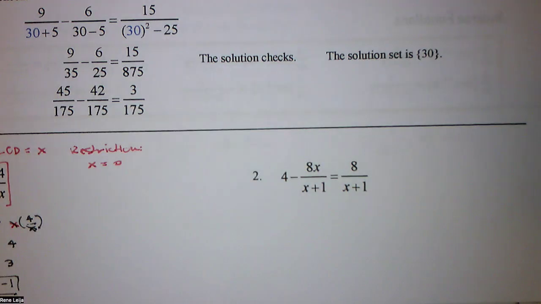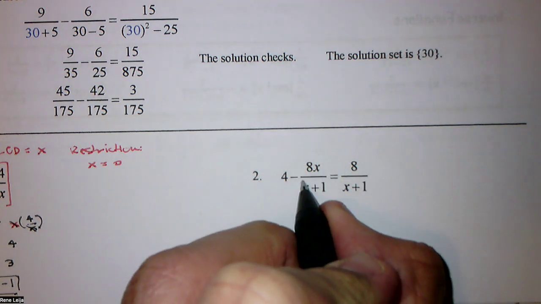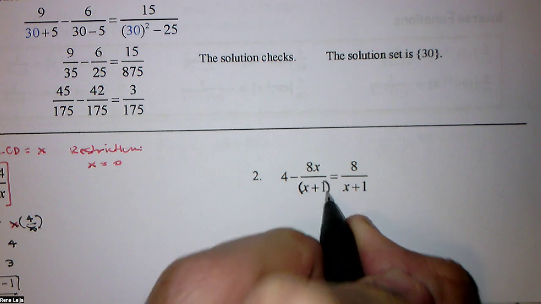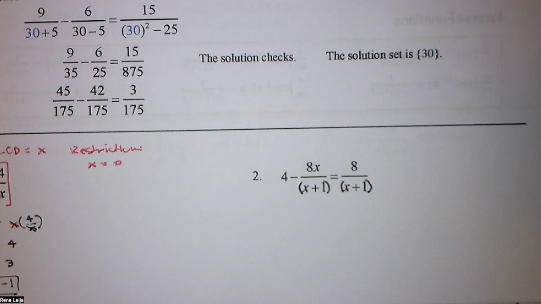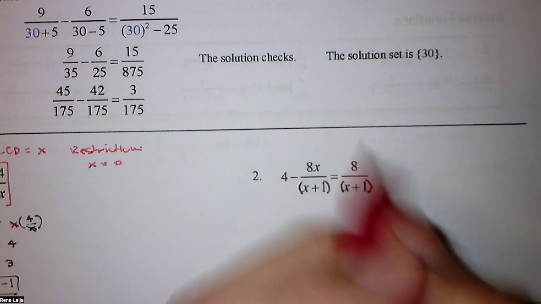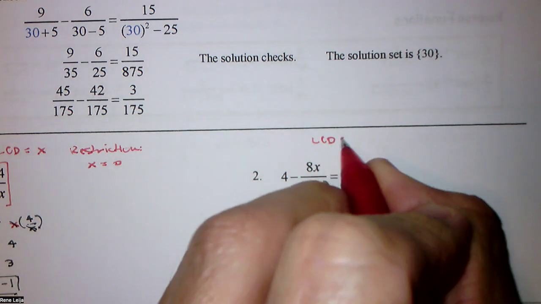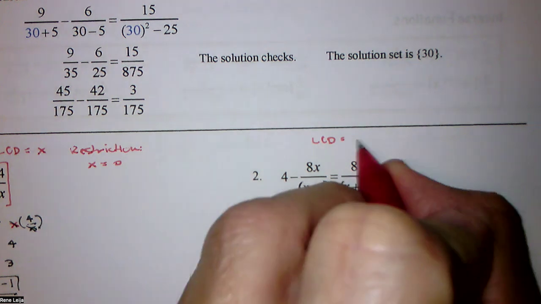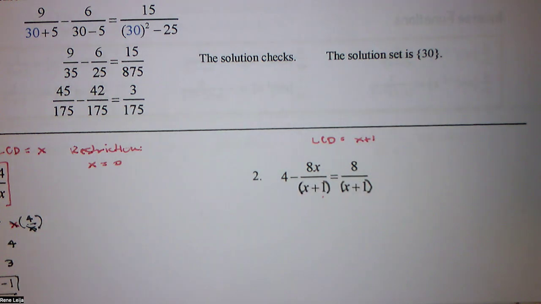All right. Now, number 2. Again, we look at this and I notice that I have binomials in the bottom. So I'm going to wrap those up. Now I have 2 fractions and the denominators are the same. So my LCD, well, this denominator needs to have an x plus 1. This denominator needs an x plus 1, but we've already got it.